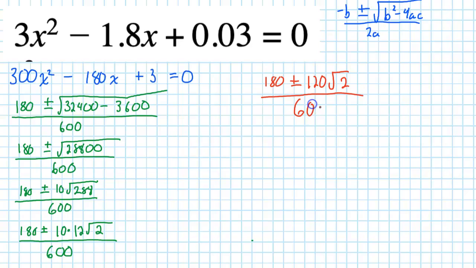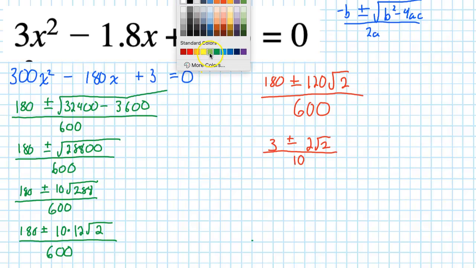So we're looking for a common factor we can simplify here. Well, common factor, I'm thinking 60, right? 60. So that we'd have 3 plus or minus 2 root 2 all over 10. Okay? And there's no common factor left, so that's it for that.